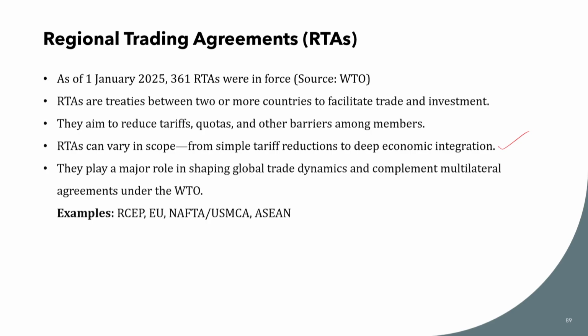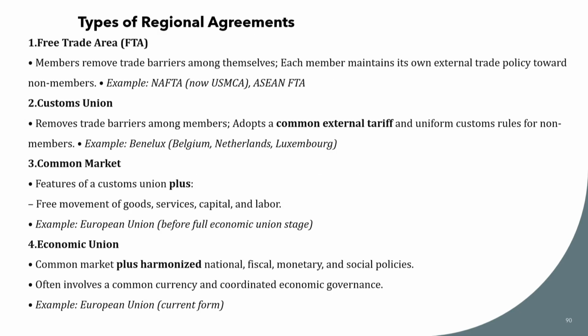So, they play a major role in shaping global trade dynamics and complement multilateral agreements under the WTO. The examples are RCEP, between India and Japan, and then the European Union. The European Union is one kind of regional trade agreement. Then NAFTA and ASEAN, these are all regional trade agreements. So, there are different types of regional trade agreement.